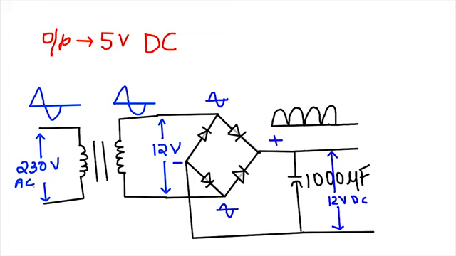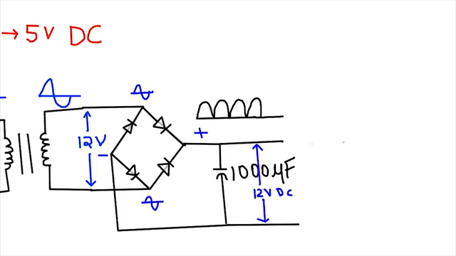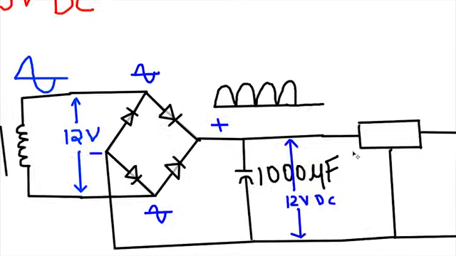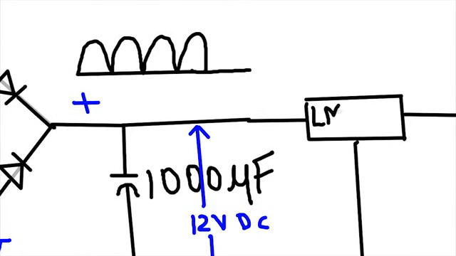We are not done yet. Our aim was to get 5V output. For this we need a voltage regulator placed at this 12V output. Let's use an LM7805 voltage regulator.